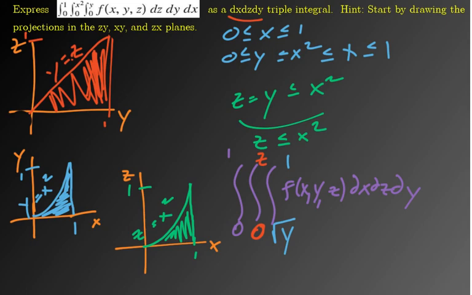I recognize these things are pretty tough, so I want to do one more of these. It's definitely a little bit harder, because what I want to do here is, based on these bounds, the object that we're integrating over, rewrite this integral in the other 5 orders.